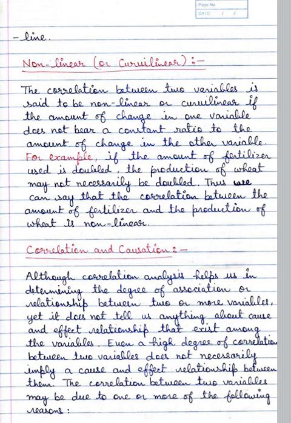Now come to non-linear or curvilinear correlation. The correlation between two variables is said to be non-linear or curvilinear if the amount of change in one variable does not bear a constant ratio to the amount of change in the other variable. For example, if the amount of fertilizer used is doubled, the production of wheat may not necessarily be doubled. Thus, we can say that the correlation between the amount of fertilizer and the production of wheat is non-linear.